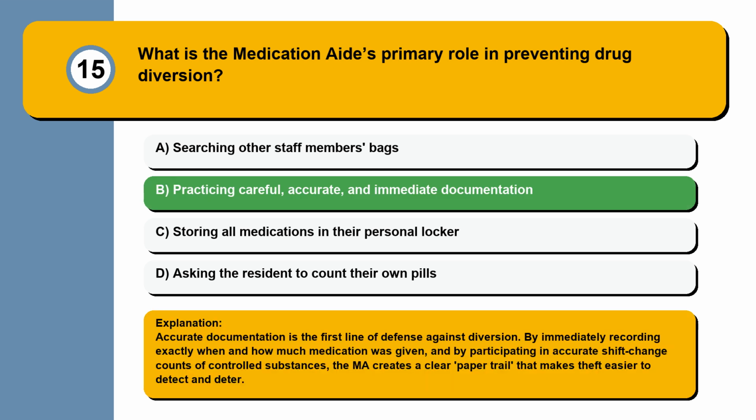Accurate documentation is the first line of defense against diversion. By immediately recording exactly when and how much medication was given, and by participating in accurate shift change counts of controlled substances, the MA creates a clear paper trail that makes theft easier to detect and deter.